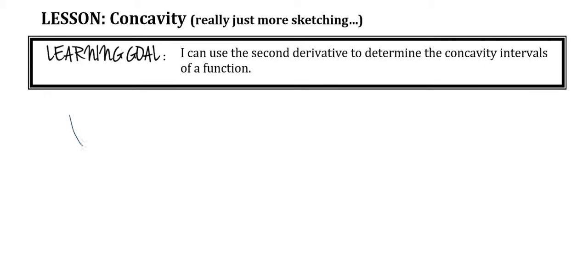If it is like that, we call that concave up. It opens upwards, right? We're familiar with that. So this is concave up. And if it opens like this, it's concave down.